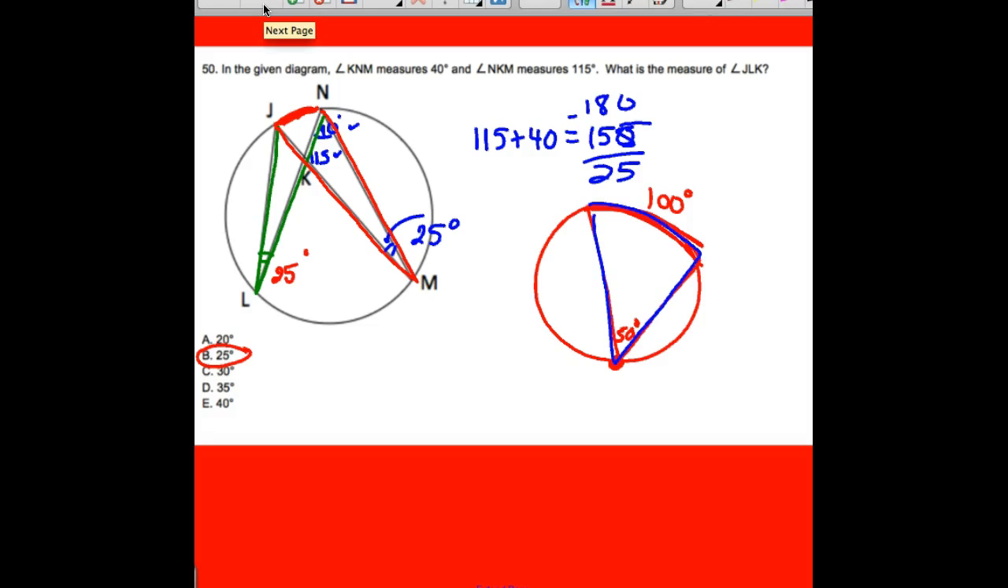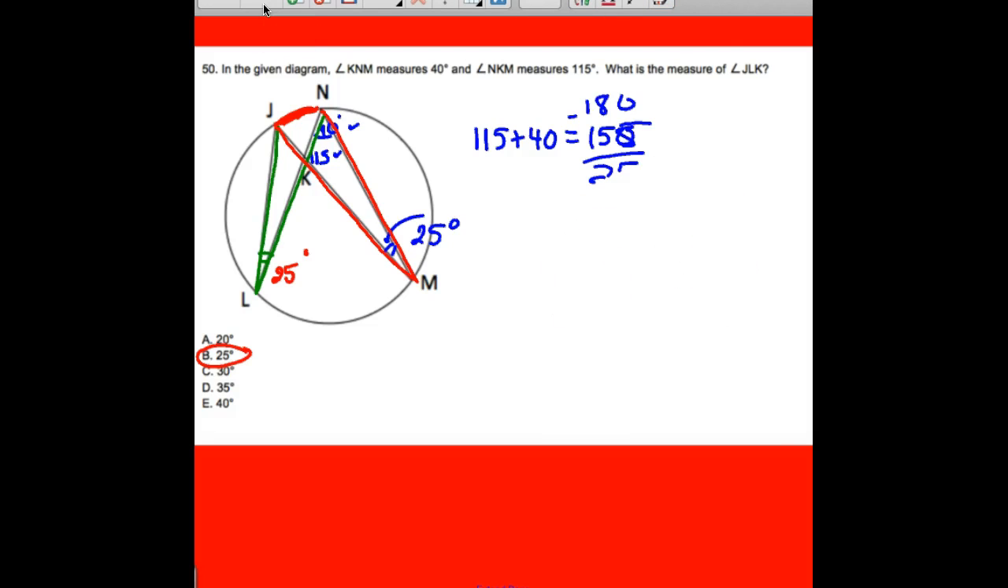If it hits in the center though, what we have is they're equal. So a central angle is equal to its intercepted arc, and an inscribed angle is 1/2. The ACT often has questions about those, so I'm going to repeat them.